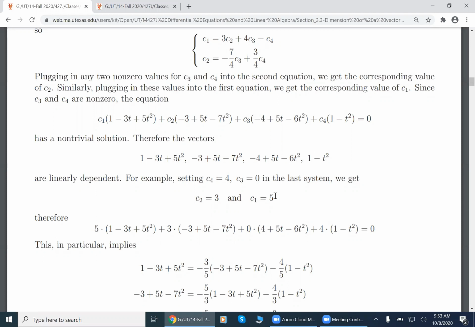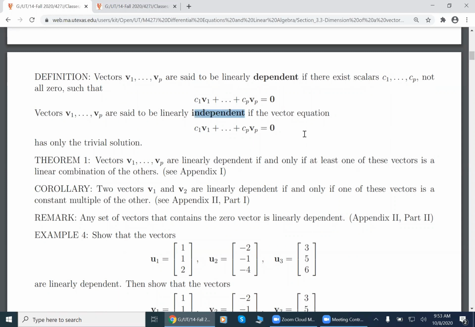Yes, it does. And so if it's trivial, that means it's linearly dependent. Is that correct? No, no, no. If the trivial solution is the only solution, vectors are independent. Independent if this equation has only the trivial solution. Okay, otherwise, dependent. Okay, thank you.